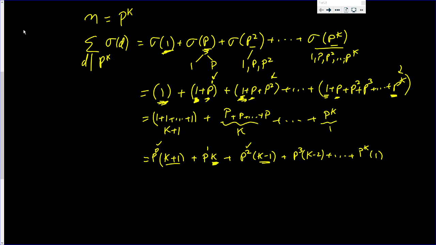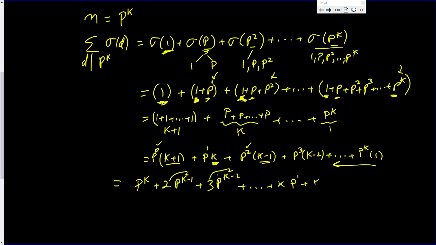Now, let us write this in reverse order. We have p to the k, plus 2 times p to the k minus 1, plus 3 times p to the k minus 2. Notice that they add up to k plus 1. All the way down to p to the 1 times k, plus k plus 1.